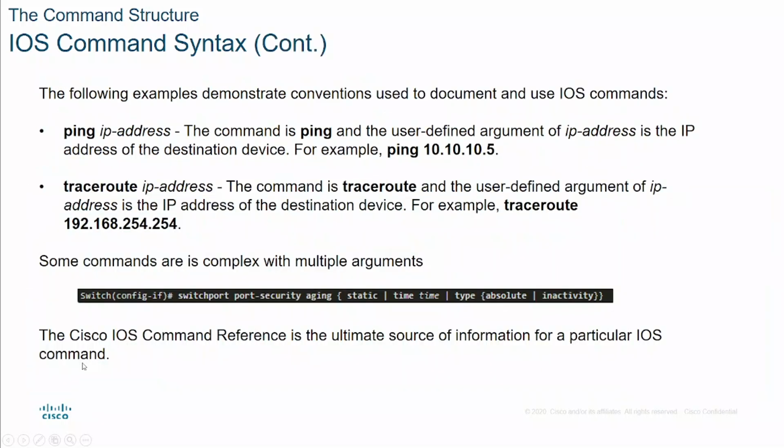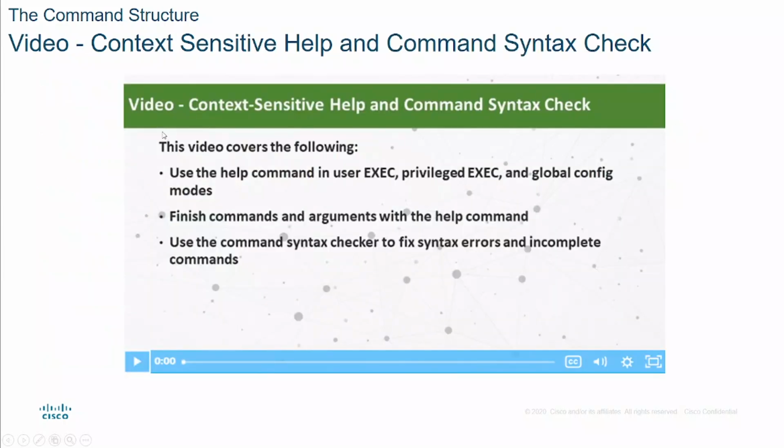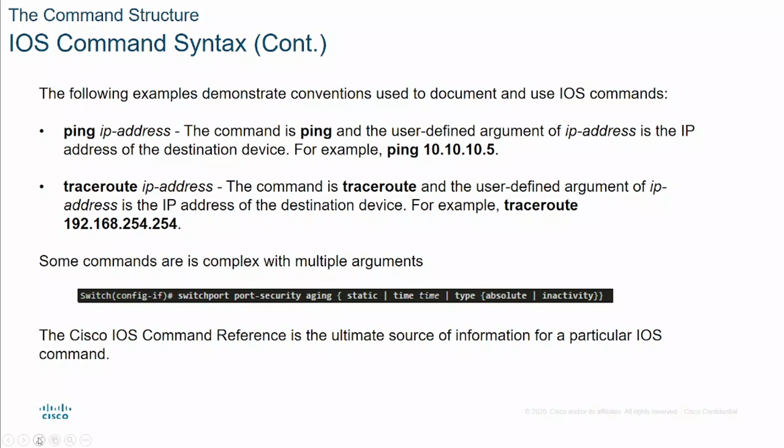So in the following example, we will demonstrate the conventions used to document the use of IOS commands. For example, ping, then you can see an IP address. So the IP address here is what, an argument, right? The ping is a command, and you can see it is in boldface, and the user defines the argument, which is going to be the IP address.